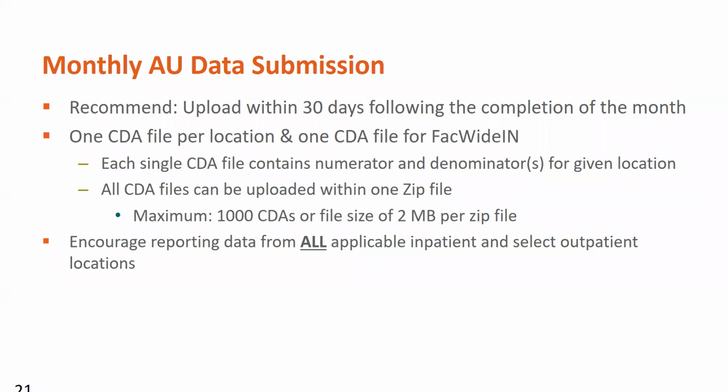So you would have one CDA file per location, per individual patient care unit, and then one CDA file for your FACWIDEIN. Each of those single CDA files contains both the numerator and the denominator for that given location, which is why you only have one per individual patient care unit. All of your CDA files can actually be uploaded within a single zip file, as long as it's beneath the maximum of 1,000 CDAs or the 2 MB size per zip file. But it would take you a lot of months of data, most likely, to get to that maximum.